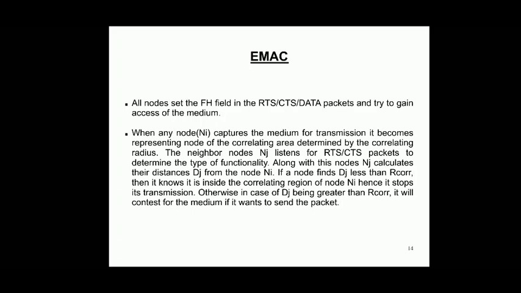The neighbor nodes listen for RTS CTS packets to determine the type of functionality. Along with this, the nodes calculate their distance from the representing node. If a node finds that its distance is less than the correlation radius, then it is known that it is inside the correlating region of the node that is representing that region. So this particular node stops its transmission. Otherwise, if the distance is greater than correlation radius, then it will contest for the medium if it wants to send the packet.